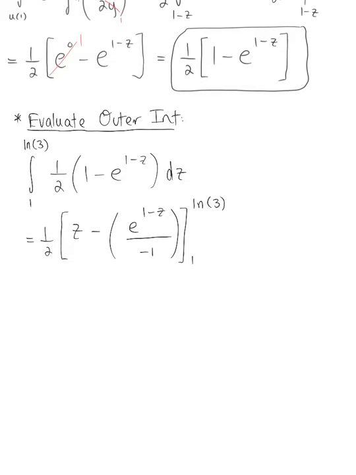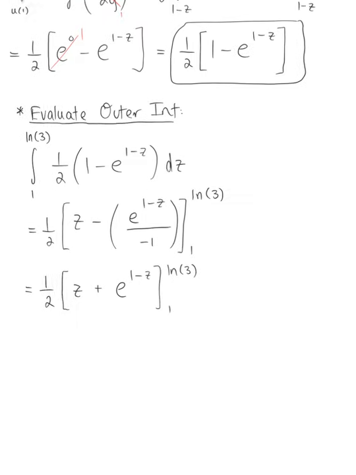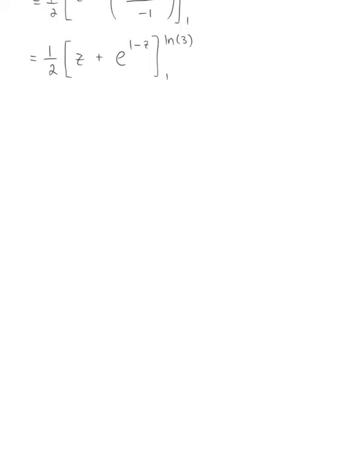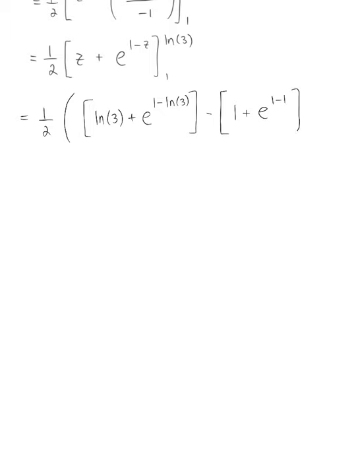And we can simplify here before we evaluate. We can think of this as 1/2 multiplied by z plus that natural exponential raised to the 1 minus z from 1 to the natural log of 3. And let's make sure we give ourselves plenty of room. So keep again 1/2 on the outside. So plugging in the natural log of 3, we have the natural log of 3 plus the natural exponential raised to the 1 minus the natural log of 3, minus, and we plug 1 in. So this is 1 plus the natural exponential raised to the 1 minus 1.